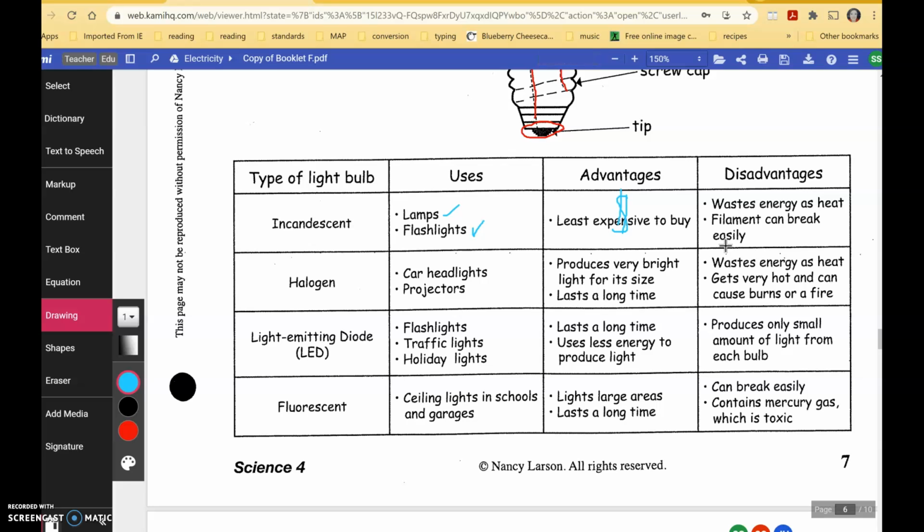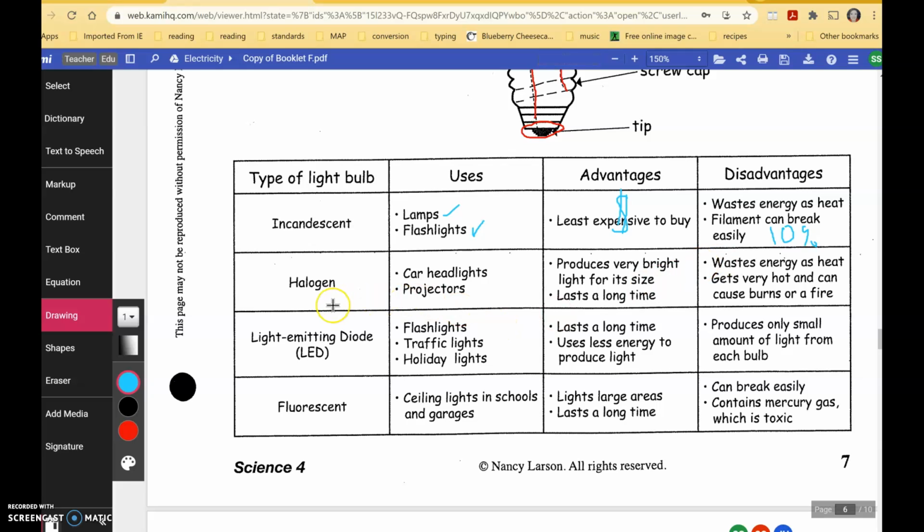An incandescent light bulb converts only about 10% of the energy from electricity to light. So, you might want to put 10% here. That's not a whole lot, because that leaves 90%. That is not changed to light. The other 90% of the energy is being converted to heat.